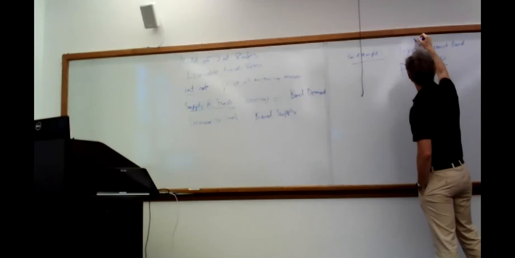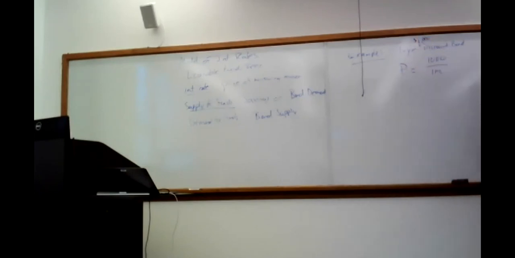I'll put in here that we're talking about a $1,000 discount bond, right? So what should be the price? The price should just be the present value of future payments. This one's easy because it's just a 1 year, right? So that makes the discounting very easy.